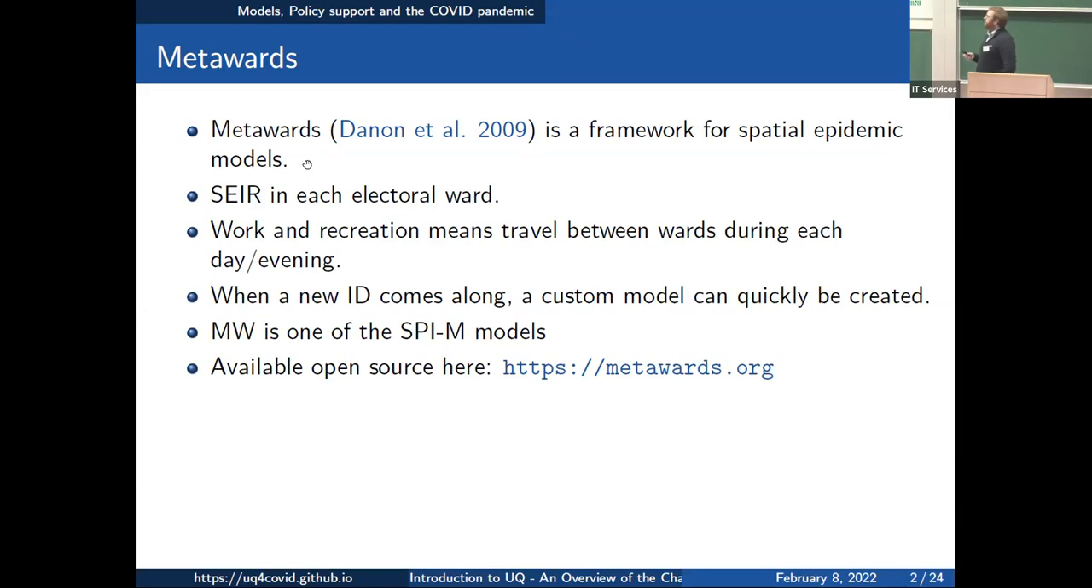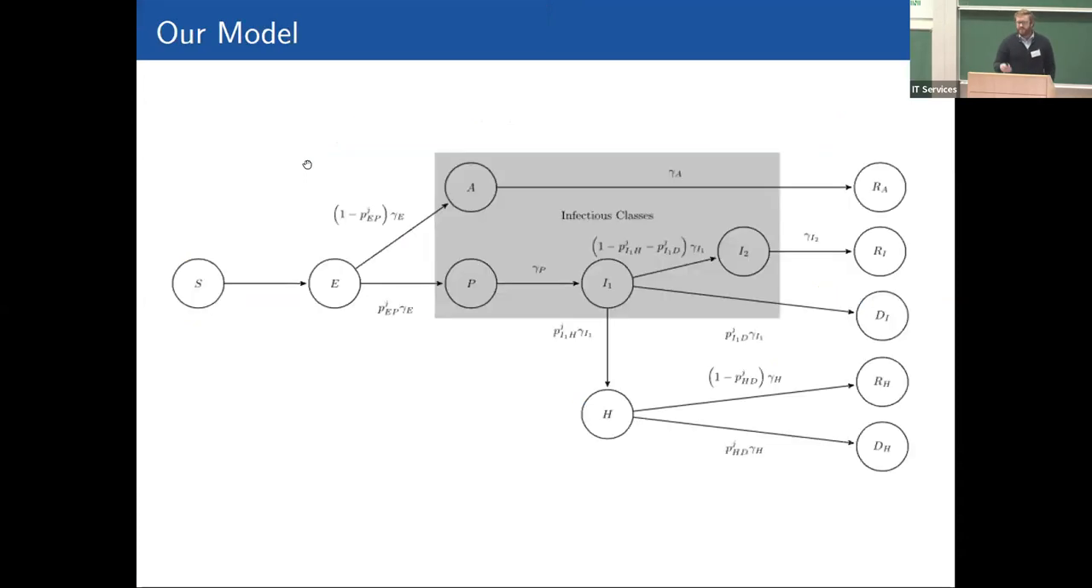There's over 8,000 of those. People move between wards according to where they work and how they play, various matrices and so on. And when any new infectious disease comes along, a custom model can be created. So here's the one that we're using. You've got this I class here, that's a bit more complicated than normal. There's an asymptomatics class. Those that are infected and are sick could either start to recover but remain infected for a while, you might die, or you might end up in hospital, and so on.